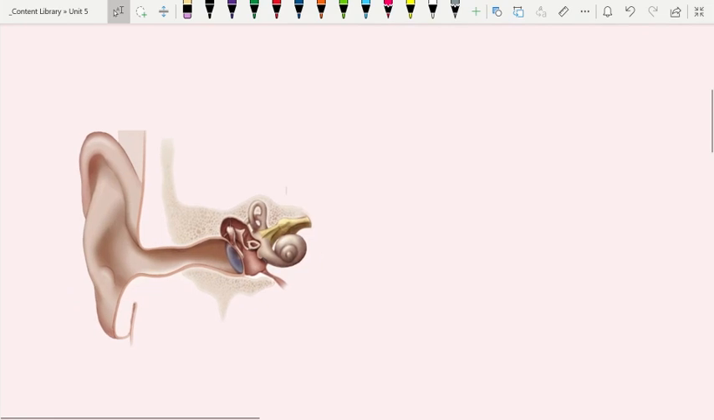We look at the overall anatomy of the ear. Of course, we have the auricle on the outside. This is just designed for capturing sound. And I want to make sure we understand this.